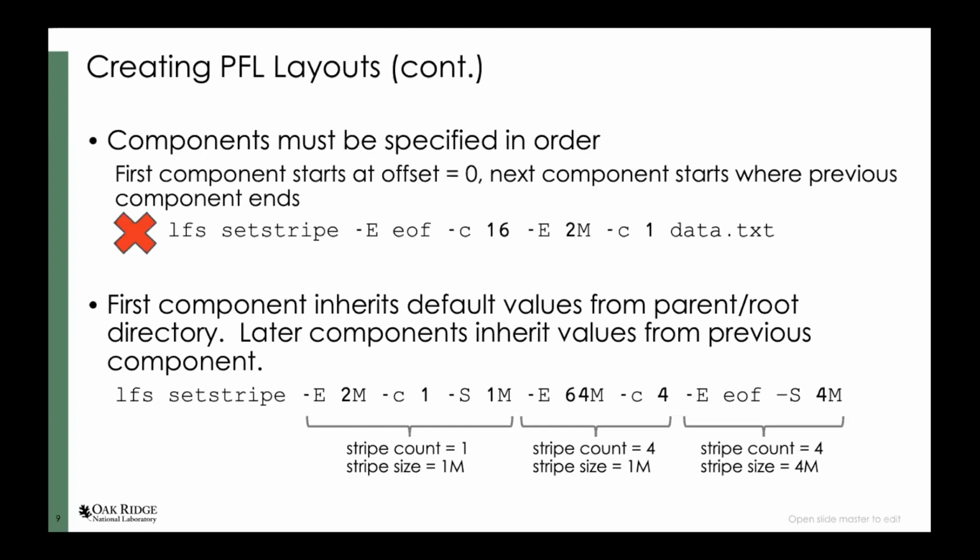So the example command that I show here would set up the first component up to 2 megabytes with stripe count 1 and stripe size of 1 megabyte. Then for the next component, I have it end at 64 megabytes, and I override the stripe count and set it to 4. It would inherit the 1 meg stripe size from the previous component. And then for the last component, I override the stripe size to be 4 megabytes, and its stripe count would remain 4 because it inherited it from the second component.